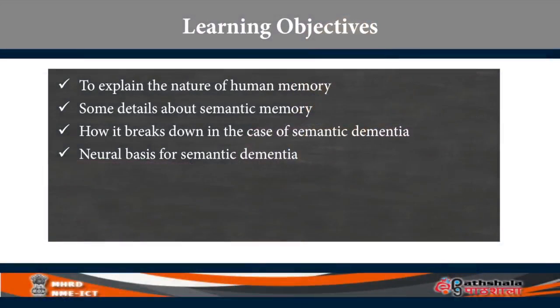I'll be talking today about course 10, Psychoneurolinguistics, module 25 on semantic dementia. The objective of today's lecture is to talk about the nature of human memory and focus on semantic memory and how this semantic memory breaks down in the case of semantic dementia, and explain a little bit about the neural basis for semantic dementia.